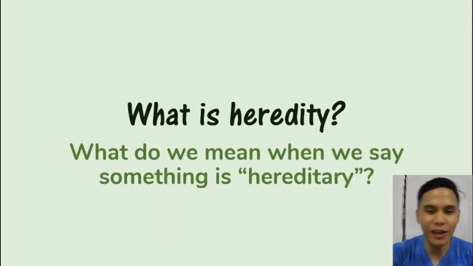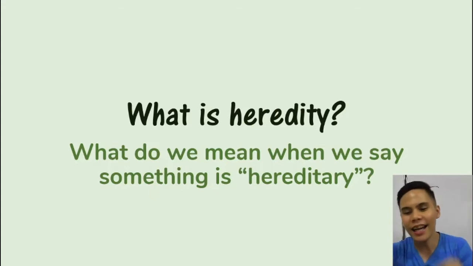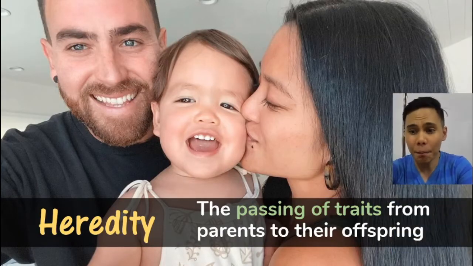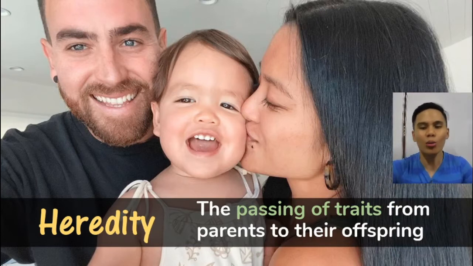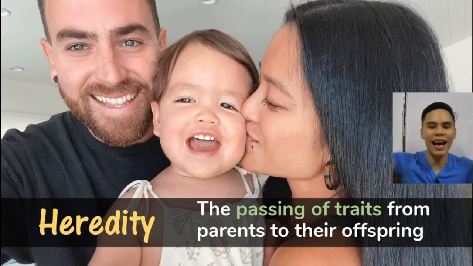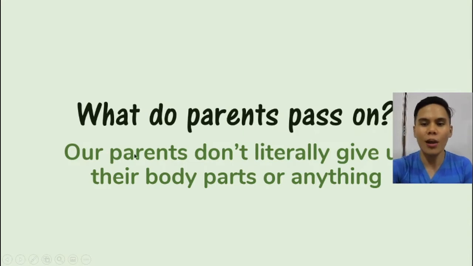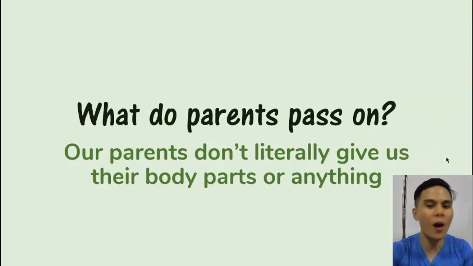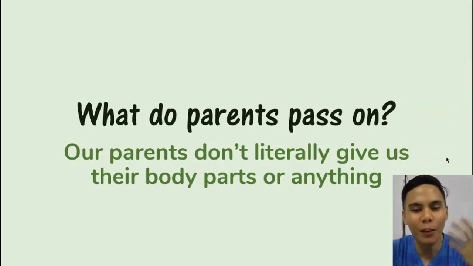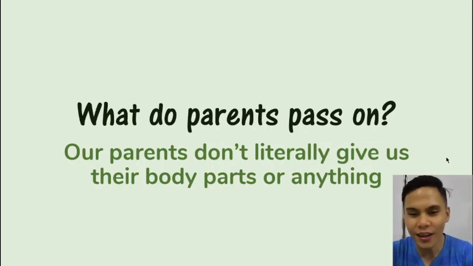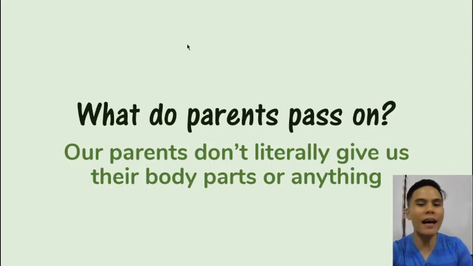So what is heredity? When we say something is hereditary, it means that there is a passing of traits from the parents to the offspring. So cute little babies tend to have traits from both of their parents. They may get their dad's eyes and then their mom's nose, stuff like that. But the question is, what exactly do parents pass on? We don't actually get anything from our parents in the case of body parts. Like if someone says, "Oh, you got your father's eyes," your father didn't rip out their eyeballs and give them to you. Okay? They pass on something else.